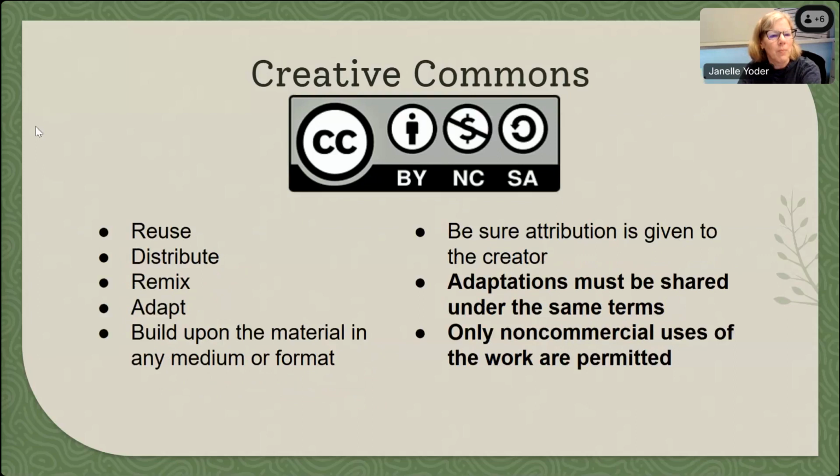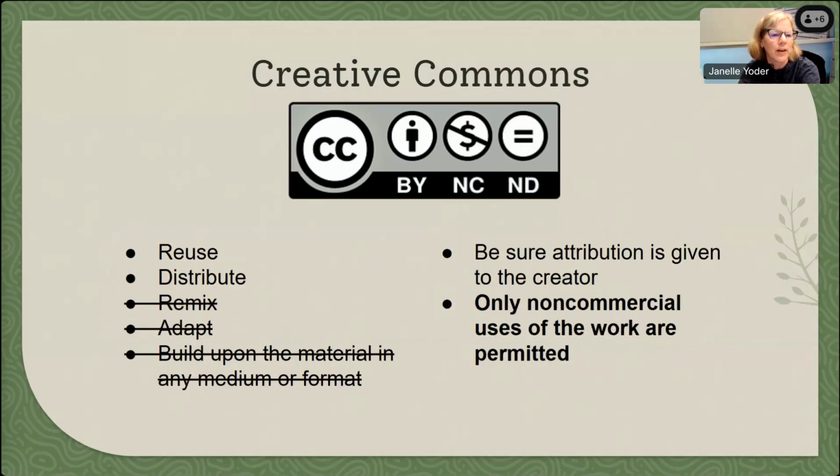And then similarly, this adds the SA, share alike, and you can continue to use it, but you can't use it for commercial, and you must use it under the same terms as it was used. And then we get into the much more restrictive areas, where now we've added non-commercial and non-derivative.